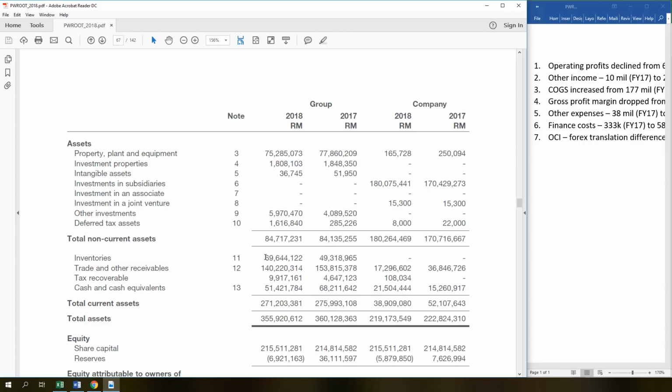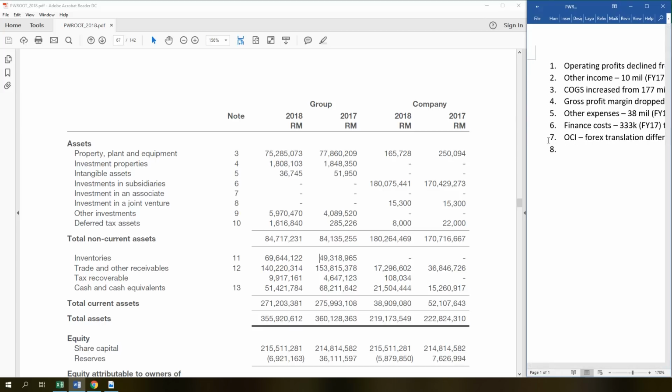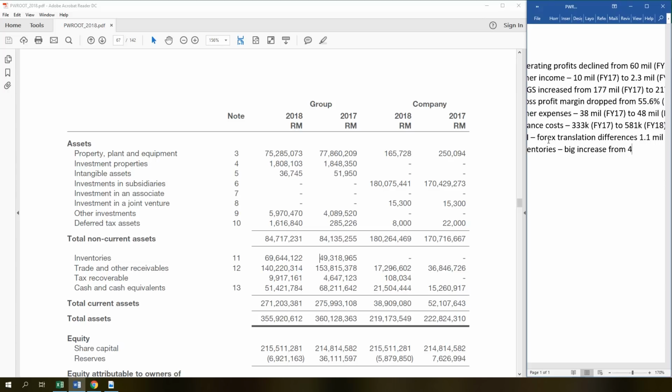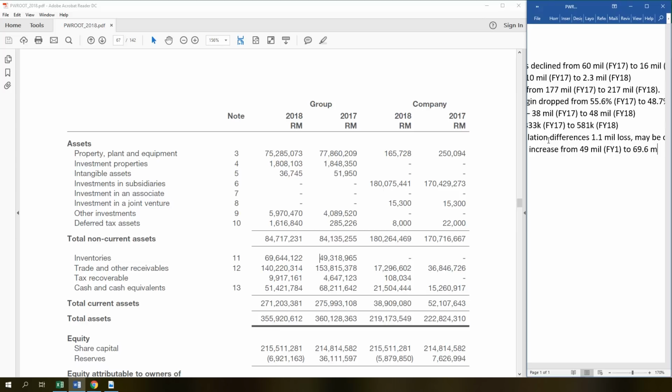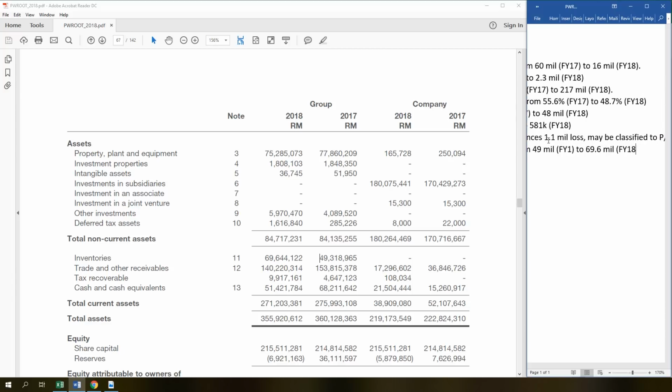Oh, big increase from 49 million to 69 million. Let's type this into Microsoft Word. Inventories. Big increase from 49 million FY17 to 69.6 million FY18.